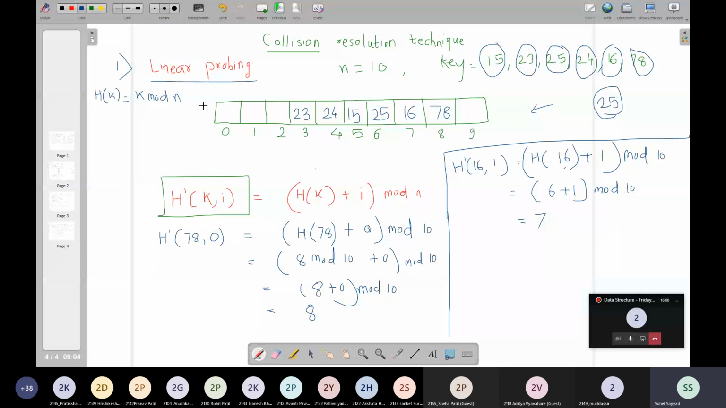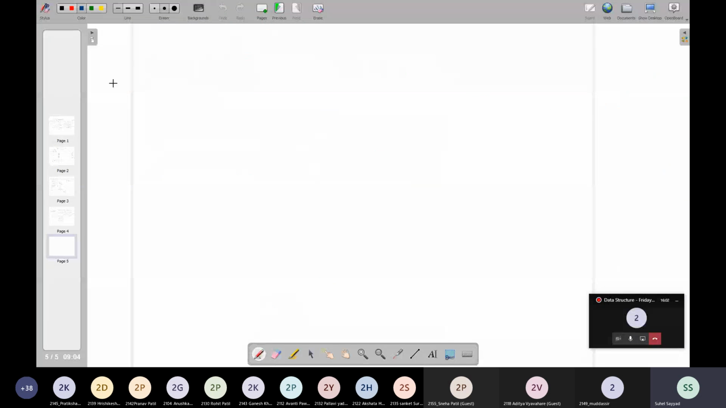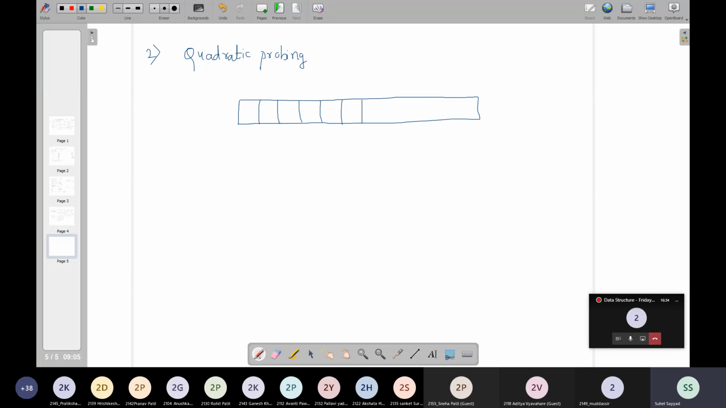So we have seen linear probing now. So we'll move on to the second type of collision resolution technique today, that is quadratic probing. The concept is similar: you will be getting certain collisions, and whenever you get collisions we need to find some other locations. For doing this we will be using certain mathematical equations, right? So you will be given certain input key values.